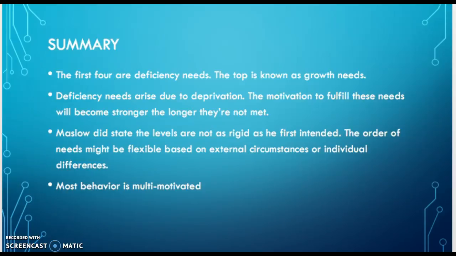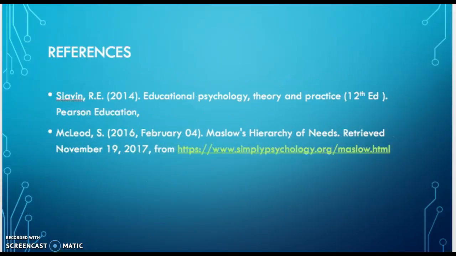And then, this hierarchy of needs has changed through the years. It's been updated, it's been modified through the years. And so, in the beginning, he kind of structured it pretty rigid. But then he stated that the levels are not as rigid as he first intended. So the order of the needs might be flexible based on external circumstances or individual differences. But most behavior is multi-motivated. It's not just one need that's causing this behavior. It's going to be multiple needs.